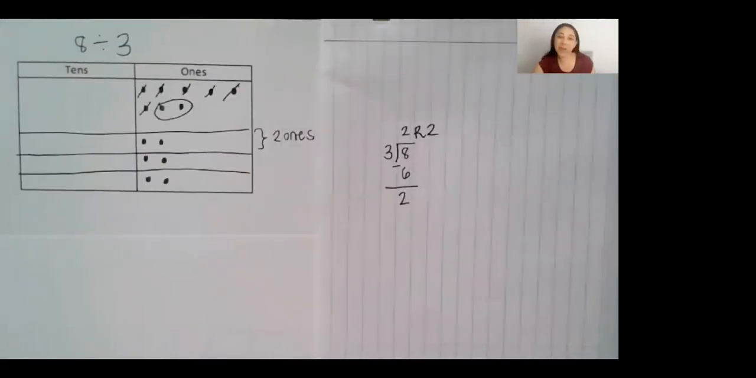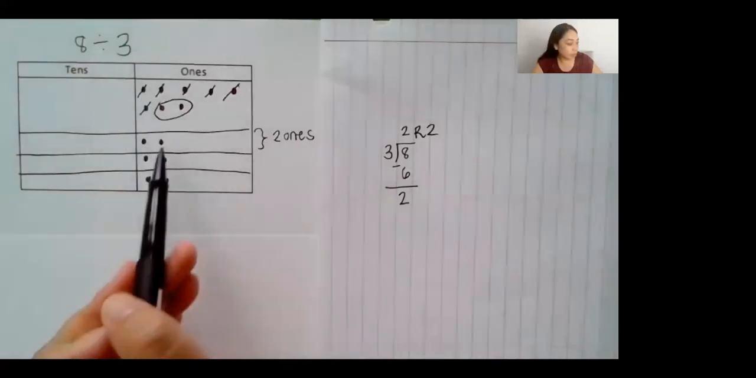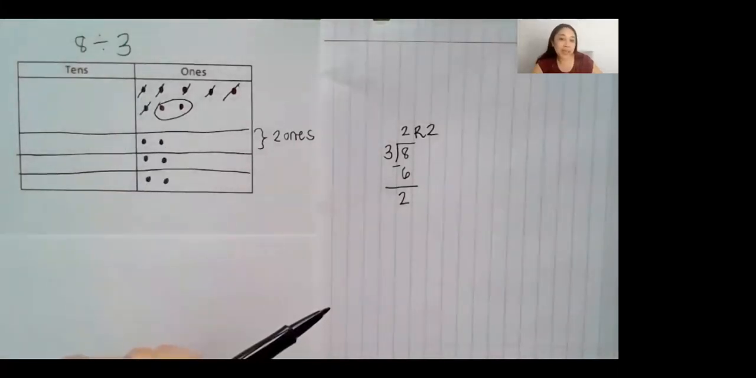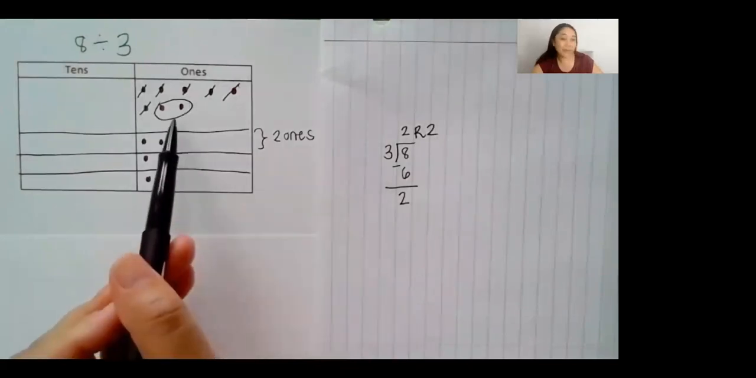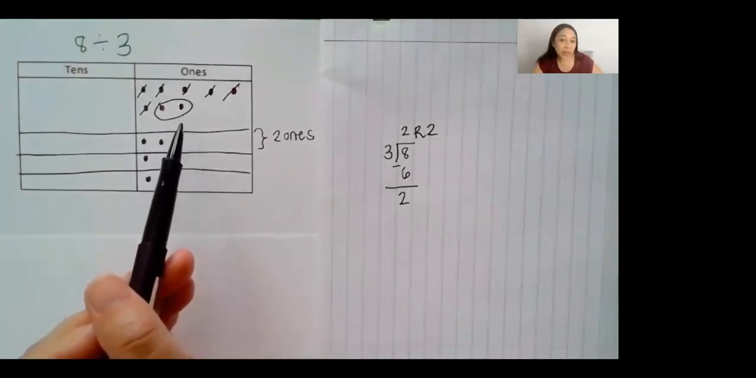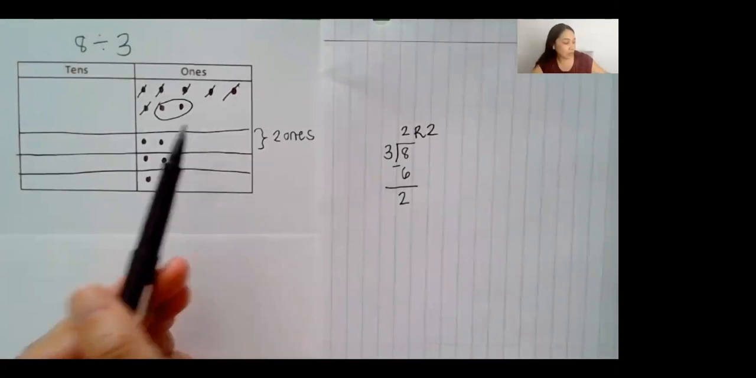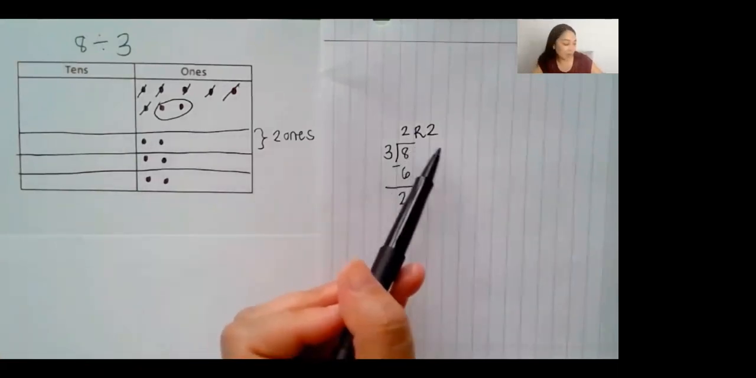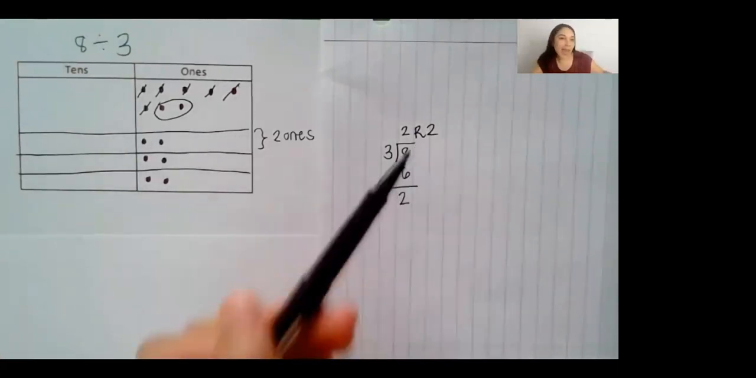Welcome back. Take a moment now to compare your work with mine. We can see that 8 ones divided by 3 equals 2 ones. When we place 2 ones in each group, we have 2 ones remaining. We can also see that same quotient in long division, 2 with a remainder of 2.